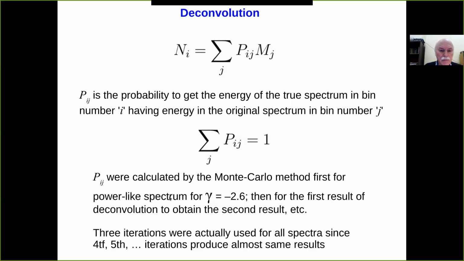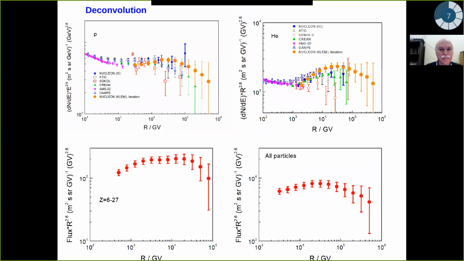First, it was calculated for a power-law spectrum with spectral index gamma equal to minus 2.6. Then, for the first result of the deconvolution, then for the second result of this deconvolution, with a number of iterations. Actually, 3 iterations were used for all spectra, since the 4th, 5th, etc. iterations produce almost the same results. In this picture, you can see the results of this work.